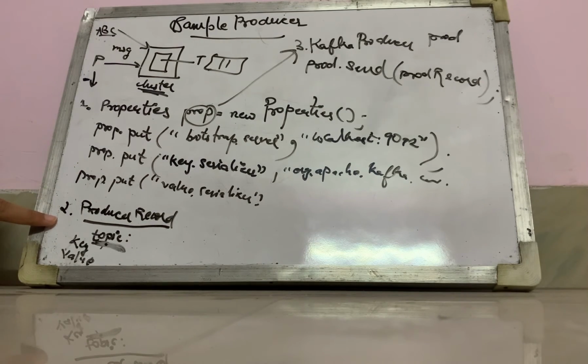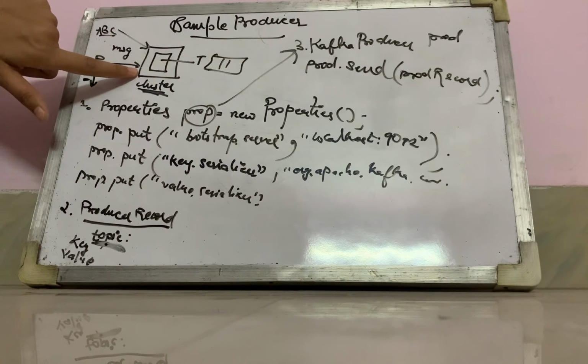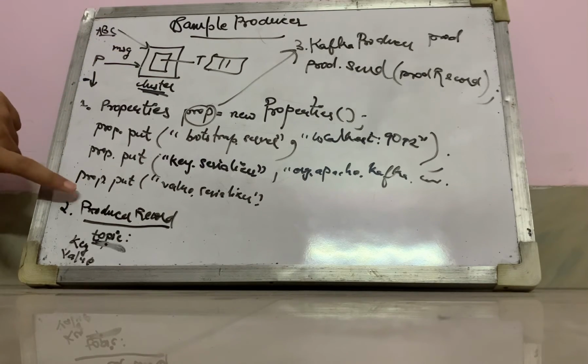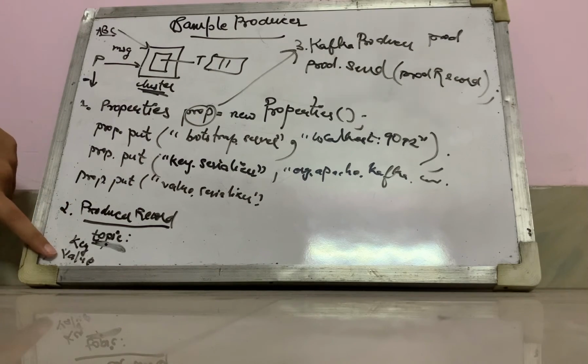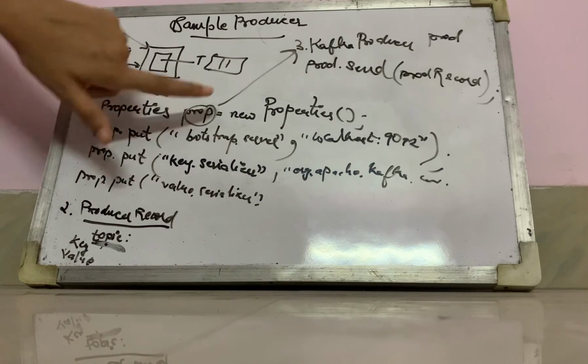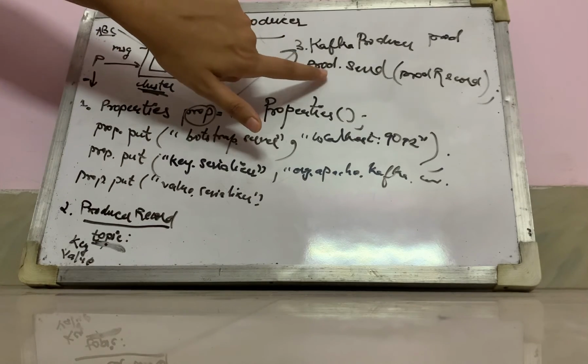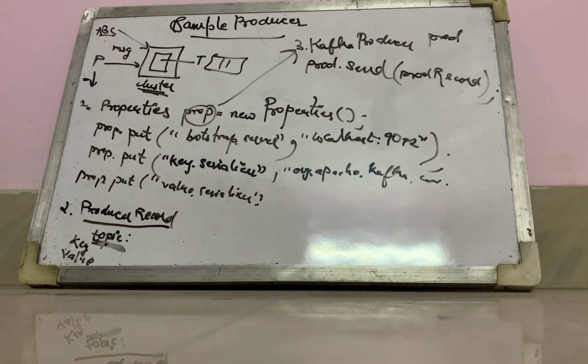Second thing is, whenever the producer wants to send any data to the Kafka server, it needs to send it via the producer record object. And while creating the producer record object, it takes three things: one is the topic, second is the key, third is the value. And the last thing is we need to create the instance of Kafka producer and initialize it with the properties, so that we can use the KafkaProducer.send API and send our producer record to it.